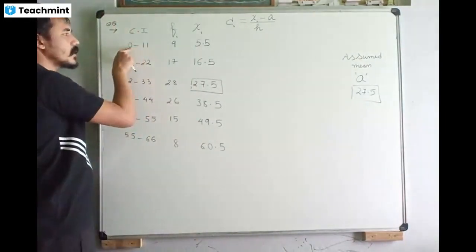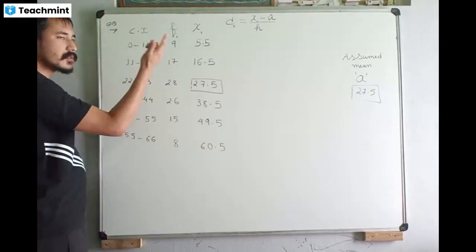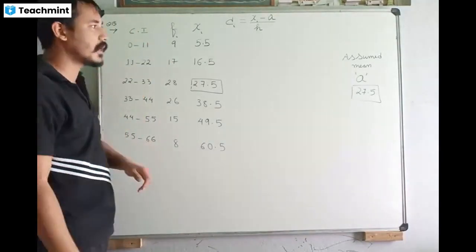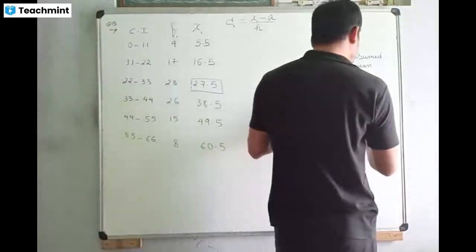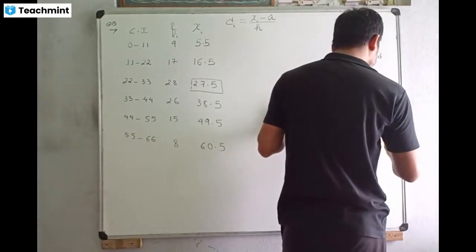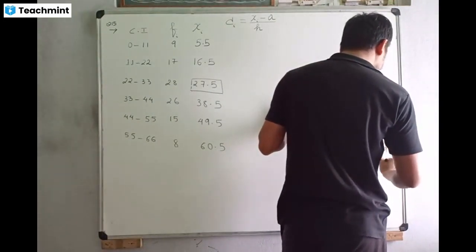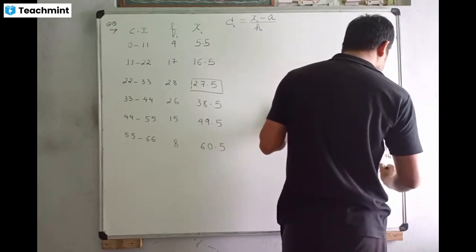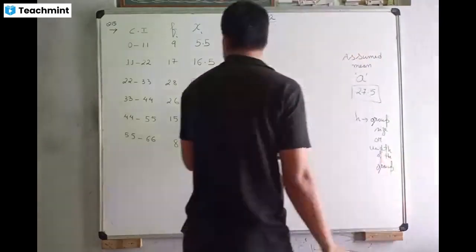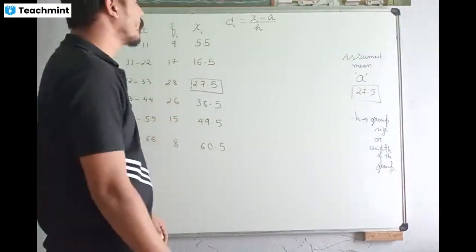So 11 minus 0 is 11. 22 minus 11 is also 11. Check the thickness. 66 minus 55, 11. So this h is known as group size, or you can say width of the group. The width of the group here is 11. Everywhere it is the same.